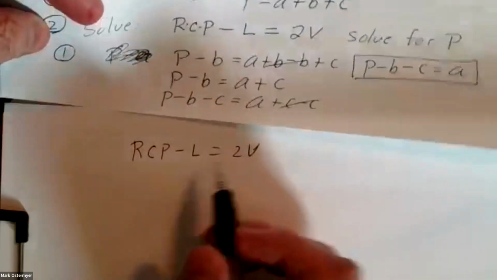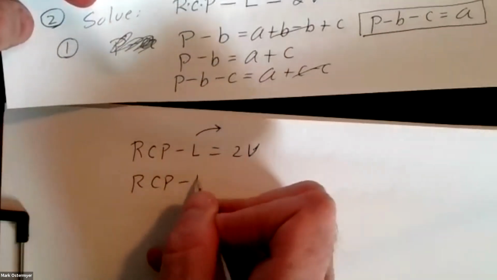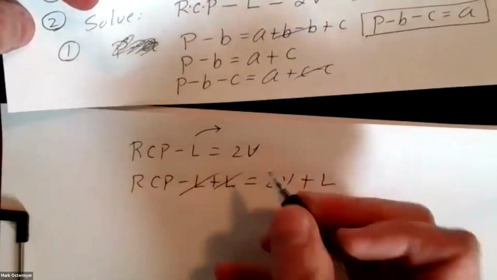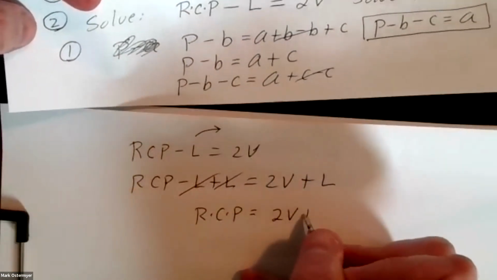To solve for P, I'm first of all going to move L over to the right side of my equation by adding it to both sides. L's drop out on the left, leaving you with R times C times P equal to 2V plus L.